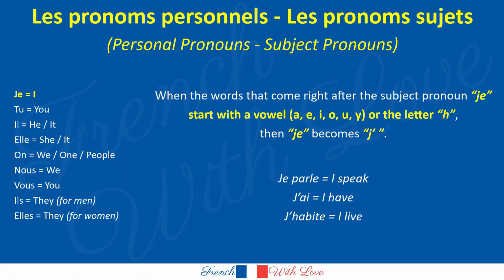When the word that comes right after the subject pronoun je starts with a vowel or the letter H, then je becomes J apostrophe. Please see the examples. Je parle. I speak. J'ai. I have. J'habite. I live.